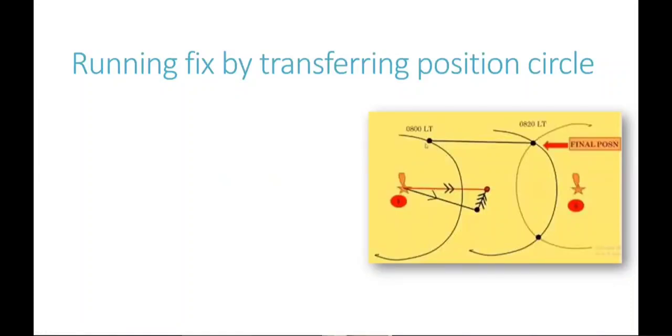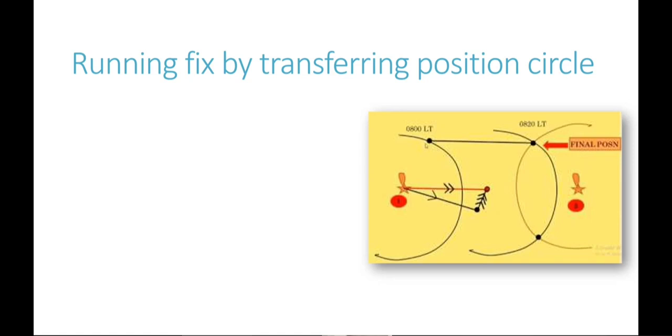Let me first tell you what is this concept of transferring of a position circle. Now, there are many methods in chart work, in terrestrial navigation, with which we can obtain position circles. What is the meaning of a position circle? A position circle is a circle on the chart. The position of the vessel lies on that circle only. So, a circle on which the vessel's position can lie anywhere is known as a position circle.